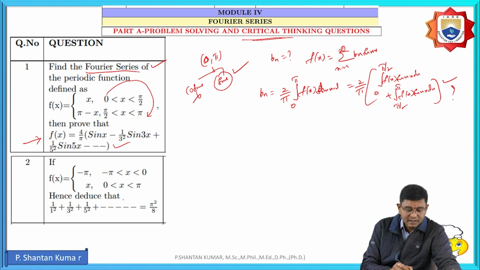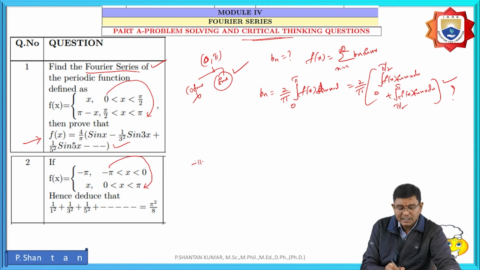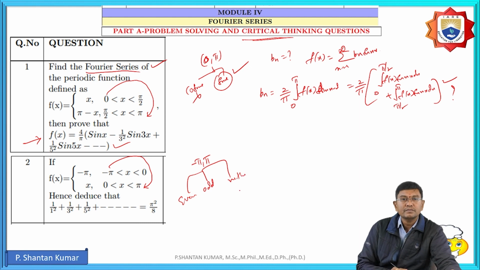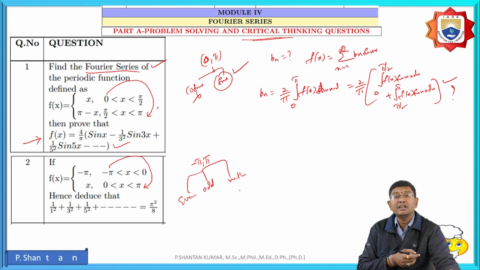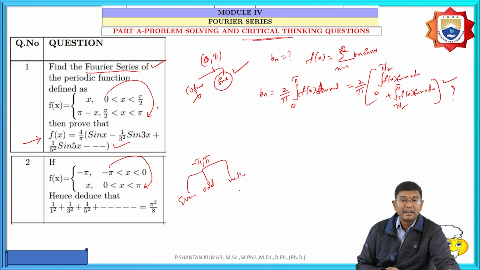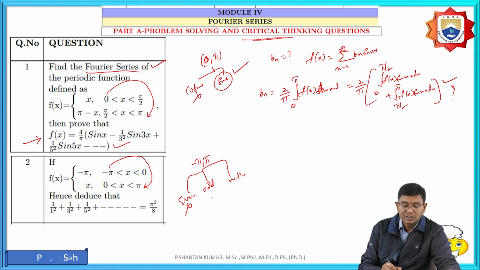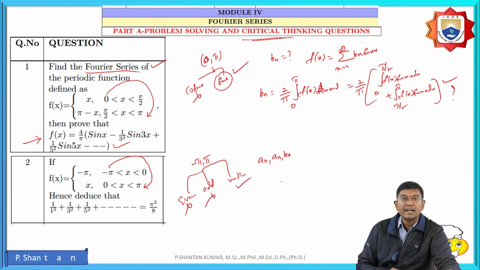And second one, the limits are minus pi to pi. We need to identify whether the function is even, odd, or neither. The function we are observing is clearly a neither function, because it does not satisfy the even function condition and does not satisfy the odd function condition. That means we need to calculate the values of a naught and also a n, b n.